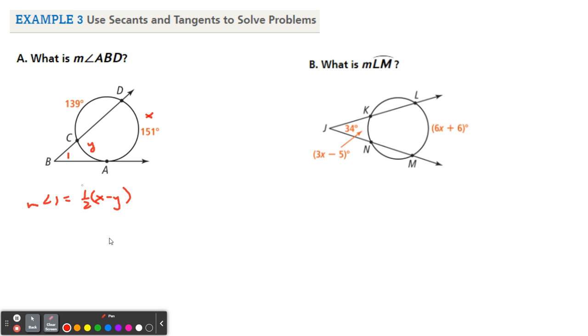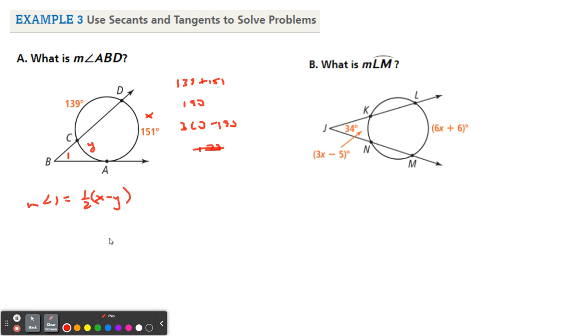Okay? So we know what X is. X is 151. We need to figure out what Y is. To do that, we have two of the three arcs. So we can take 139 and add that to 151.